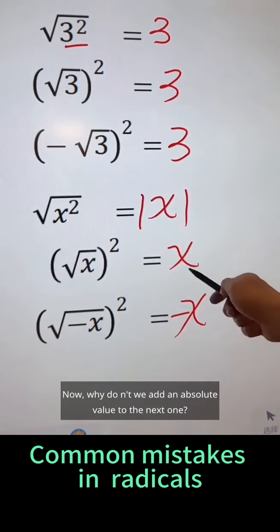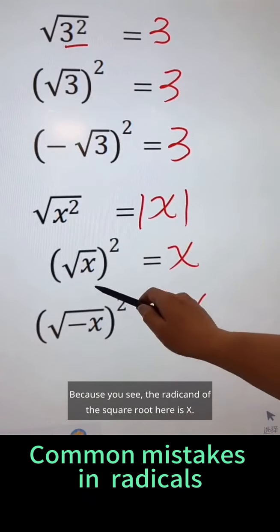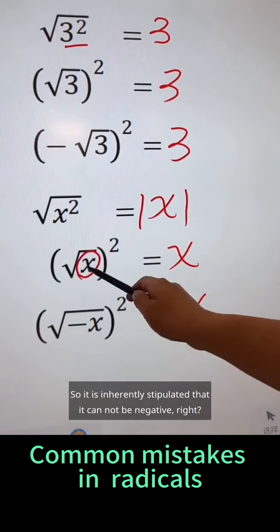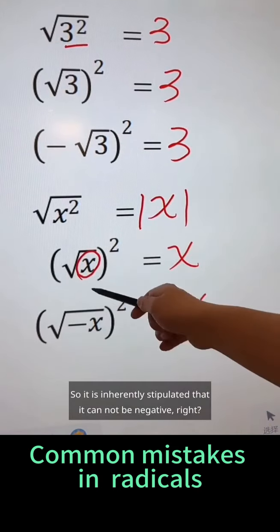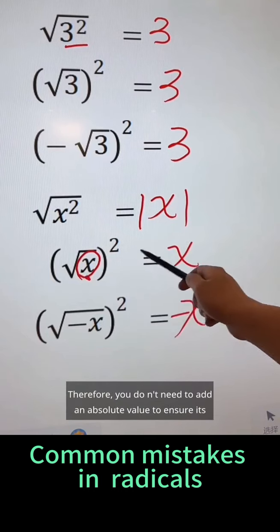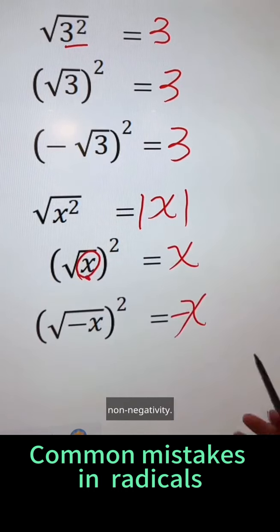Now, why don't we add an absolute value to the next one? Because you see, the radicand of the square root here is x. So it is inherently stipulated that it cannot be negative, right? X cannot be negative here. Therefore, you don't need to add an absolute value to ensure its non-negativity.